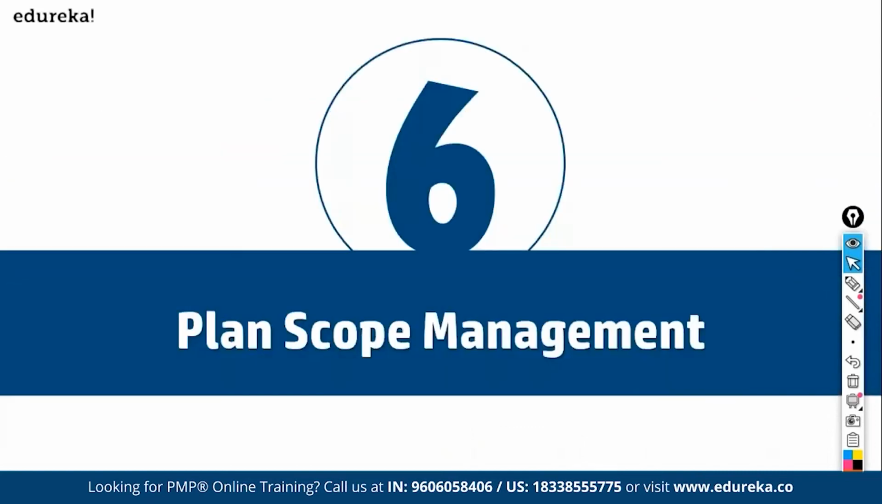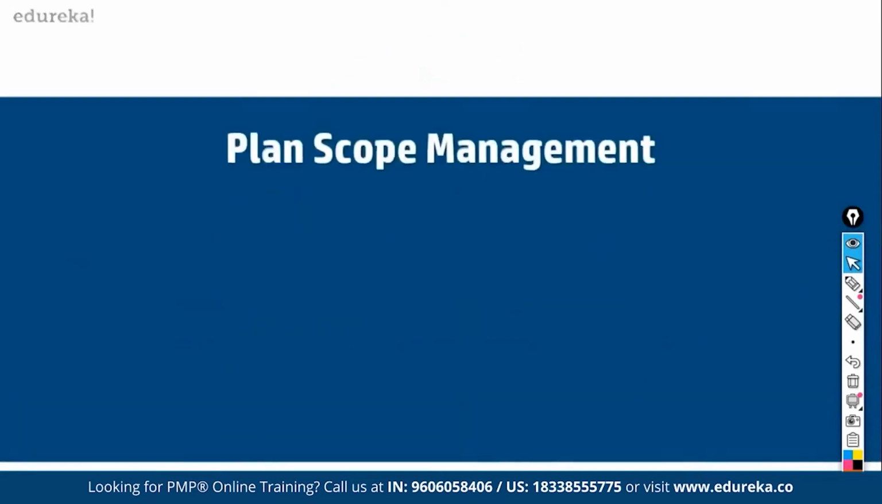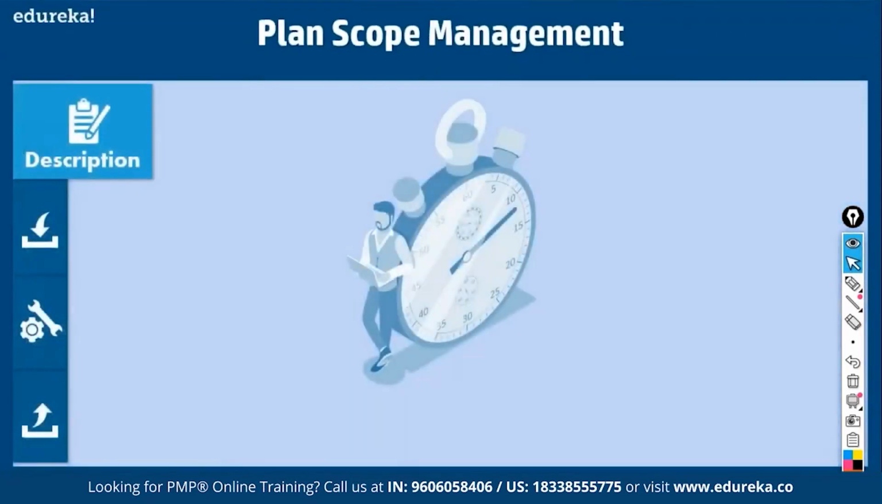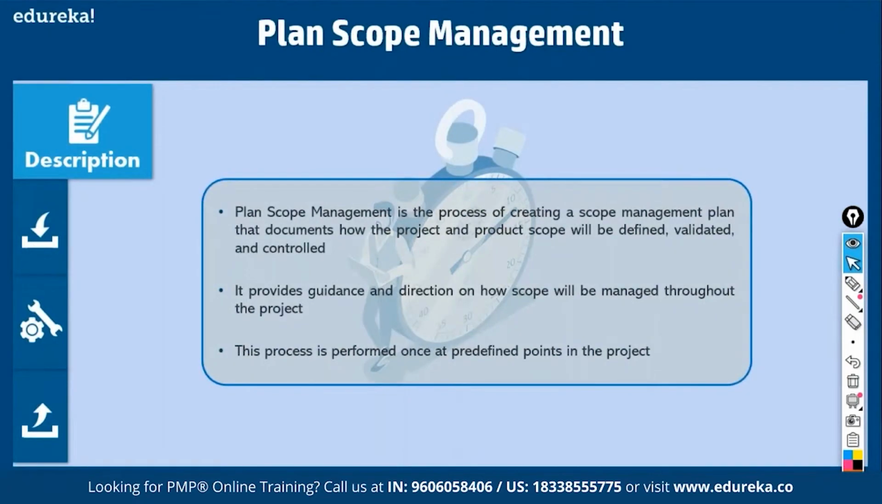The first process is plan scope management. What do we do here? We come up with a scope management plan. So what is a scope management plan? Plan scope management is the process of creating a scope management plan that documents how the project and product scope will be defined, validated, and controlled. Define is how we define the scope, how we decide what features and functions it should support. Validation is how we get it accepted by the customer. So it provides guidance on how to manage scope.